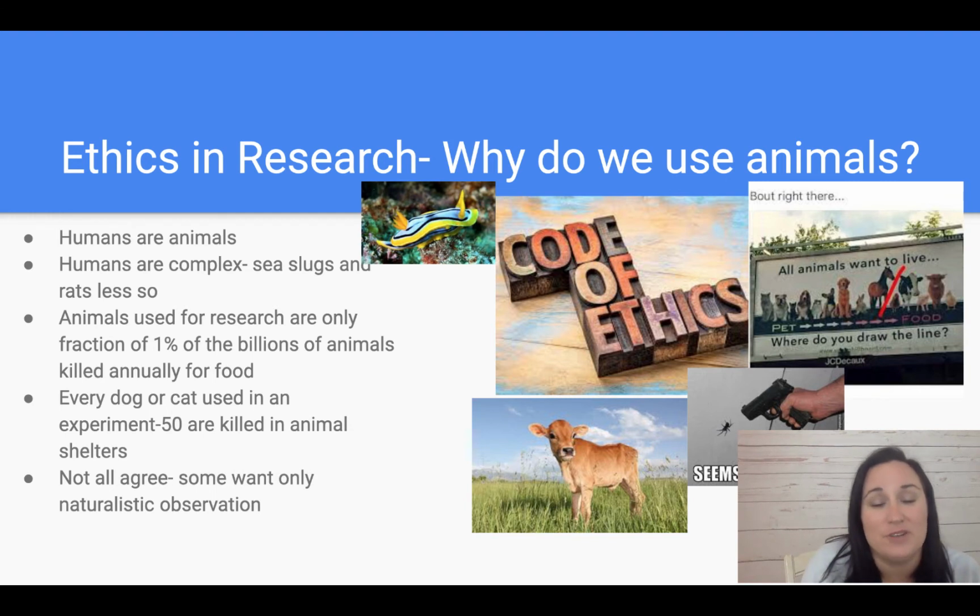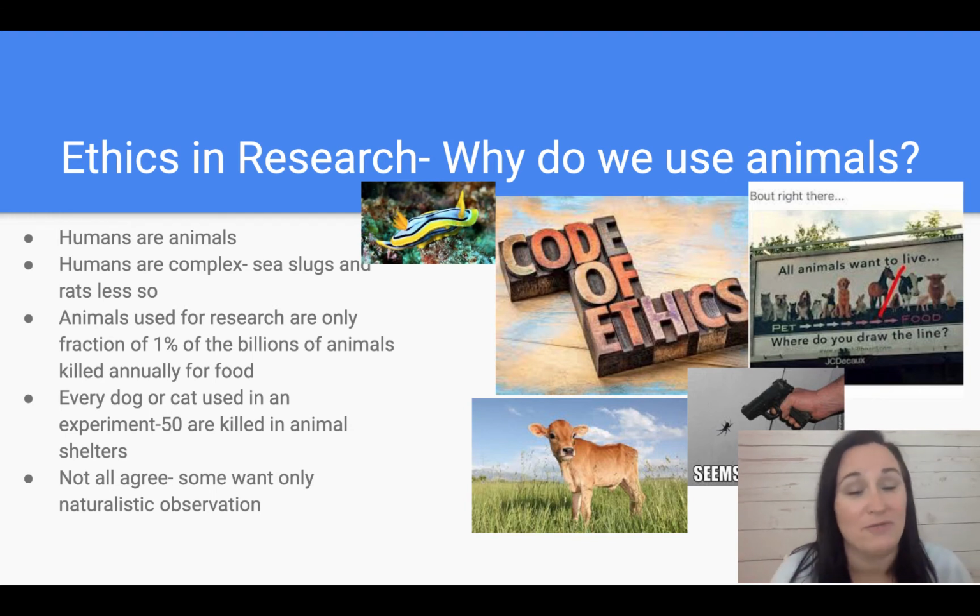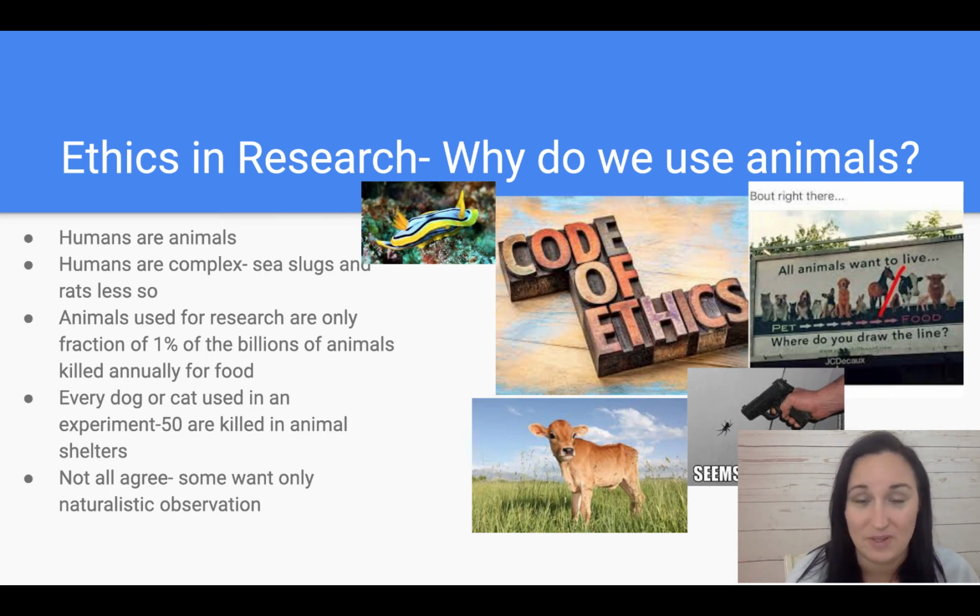So why do we use animals in research? First of all, humans are animals, but humans are complex beings, whereas sea slugs, for example, have very simplistic neural workings, so we can see them very easily. And the same with rats, they're less complex than humans, so it makes it easier to conduct research. We can also use lab settings for animals, whereas in some cases, depending on what we're doing, we cannot use lab research for humans.